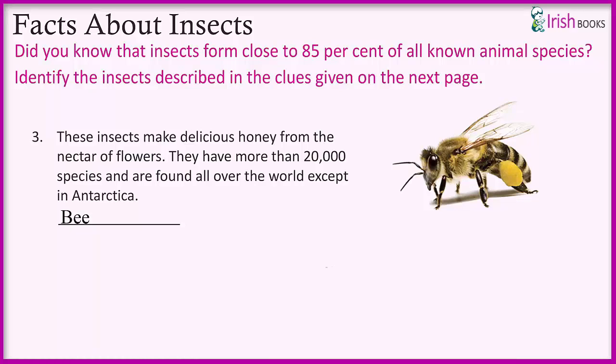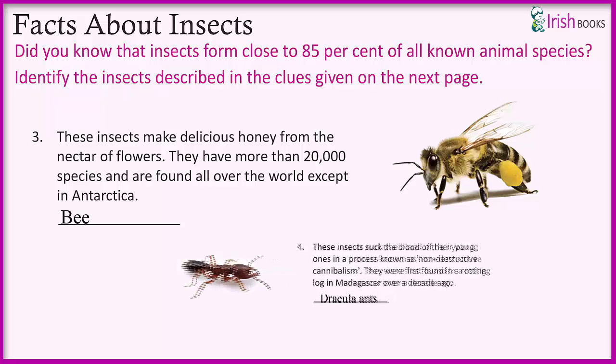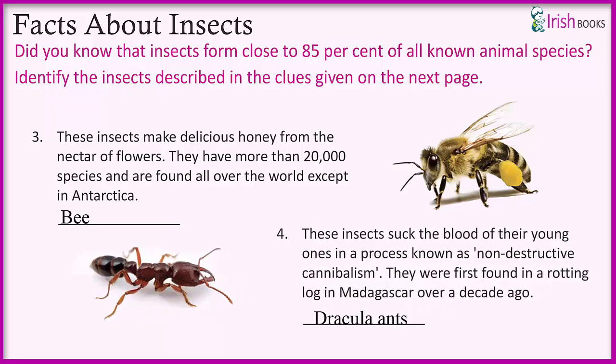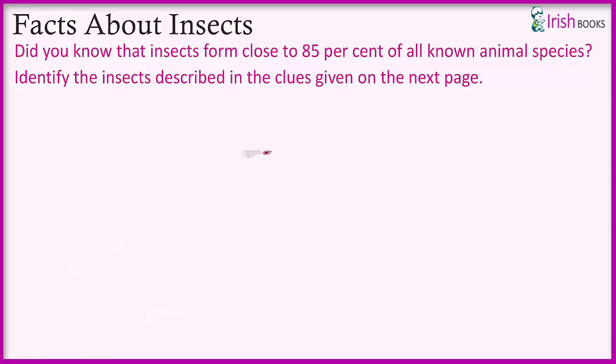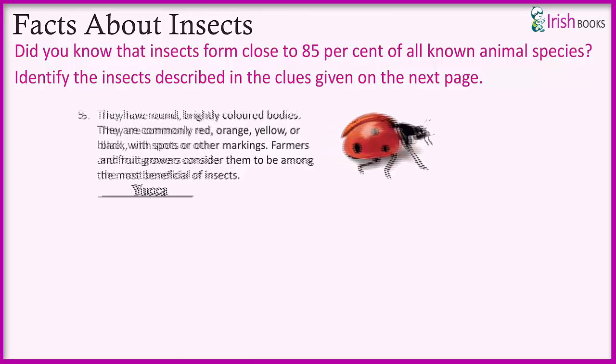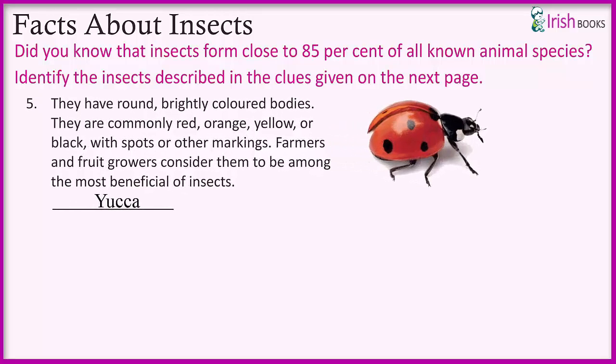4. These insects suck the blood of their young ones in a process known as non-destructive cannibalism. They were first found in a rotting log in Madagascar over a decade ago. 5. They have round, brightly colored bodies. They are commonly red, orange, yellow, or black with spots or other markings. Farmers and fruit growers consider them to be among the most beneficial of insects.